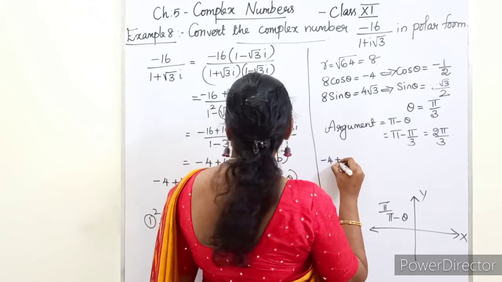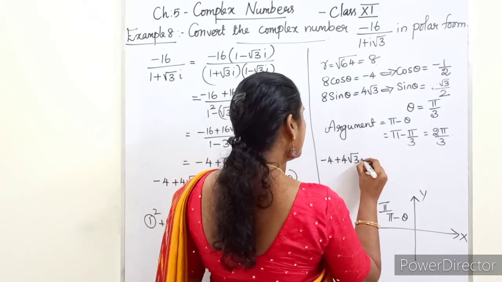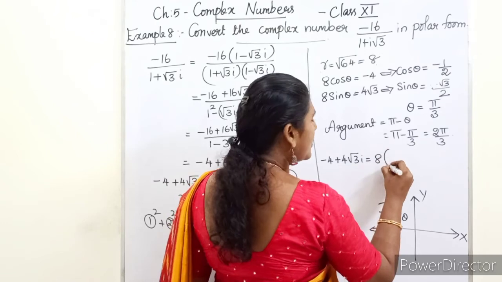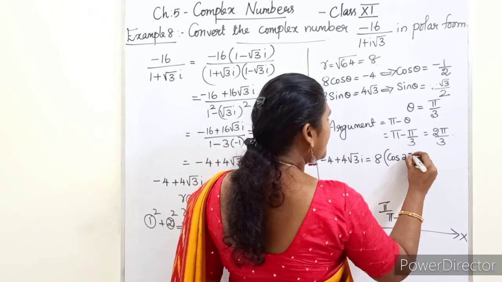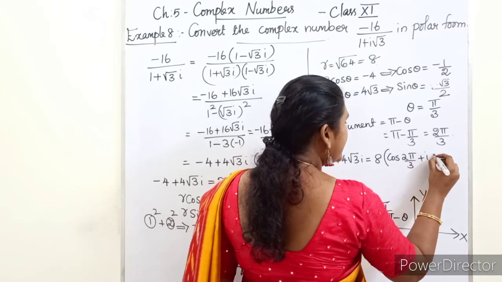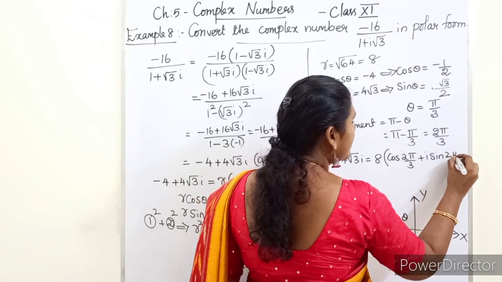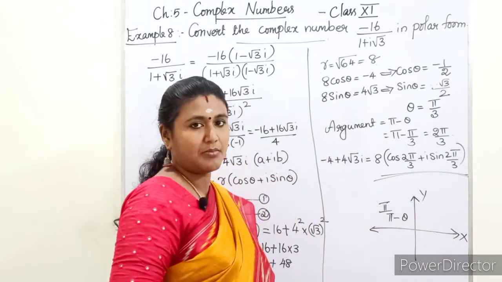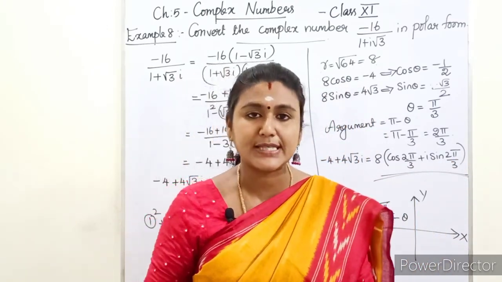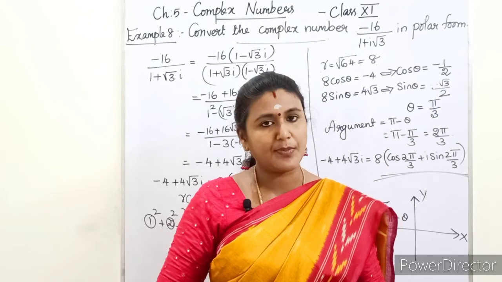Therefore, the polar form of the given complex number is equal to r into cos theta plus i sin theta, that is 8 into cos 2 pi by 3 plus i sin 2 pi by 3. So this is the polar form of the given complex number. So this is how you have to express a complex number in polar form.